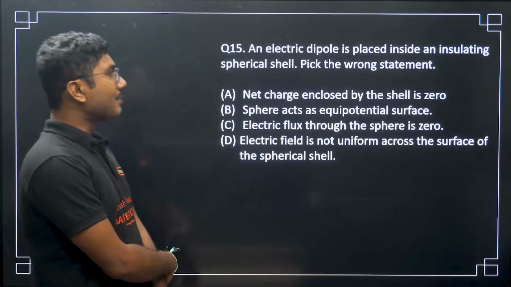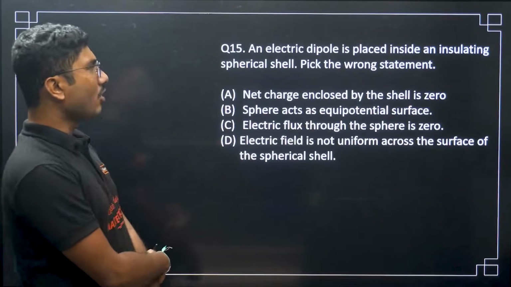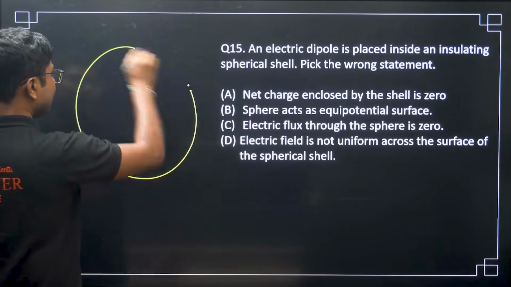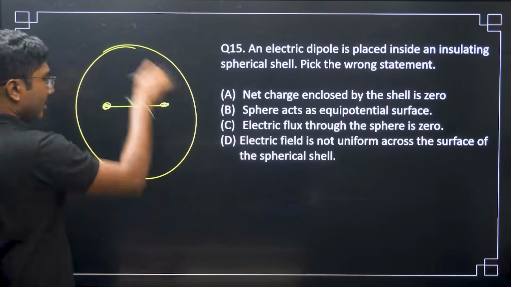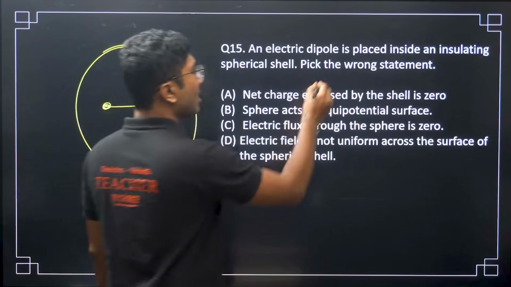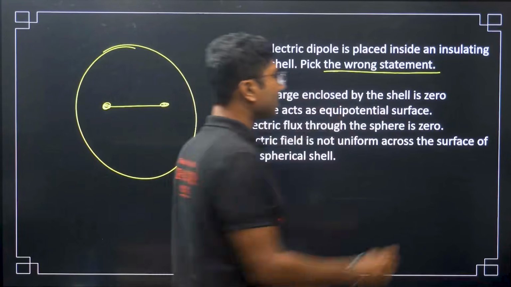An electric dipole is placed inside an insulating spherical shell. Pick the wrong statement. So an electric dipole is placed inside; it is not a conductor, it is an insulating medium. Net charge enclosed by the shell is 0. You have to pick the wrong statement, so be careful.